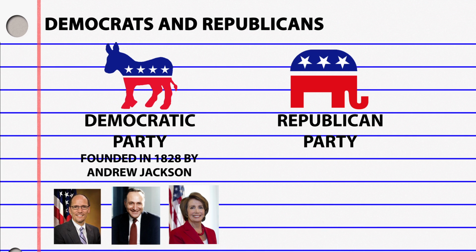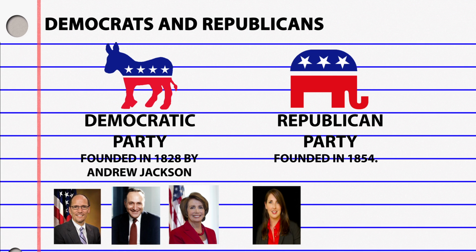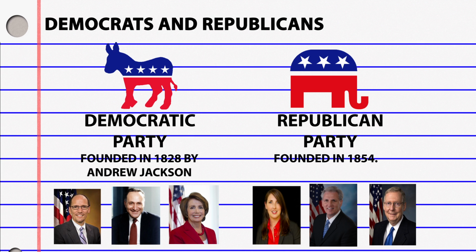The Republican Party was founded by anti-slavery activists and ex-Whig and ex-Free Soiler Party members in 1854. The Republican Party currently has an ideology of conservatism. It favors free enterprise, fiscal conservatism, and a strong national defense. The chairperson of the party is Ronna Romney McDaniel, and the House leader is Kevin McCarthy, and the Senate leader is Mitch McConnell.